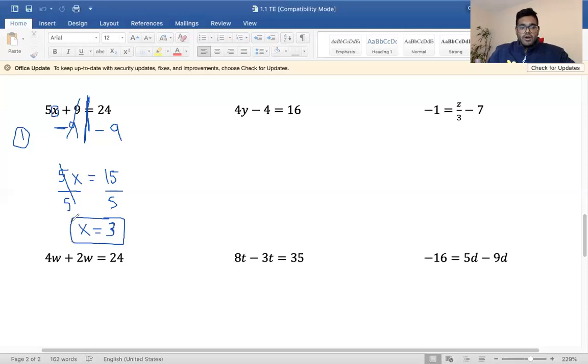And again, I can always double check my answer by plugging it back in. I'm not going to do this for all of them, but I'll do it for this first one just so you can believe what I'm saying. So I'm taking x is 3, and I'm going to plug it in for x up here. I'm going to substitute in. So I have 5 times 3, right? Again, what's happening between this 5 and the x is multiplication. So 5 times 3 plus 9 should equal 24, right? And that's what we want to verify.